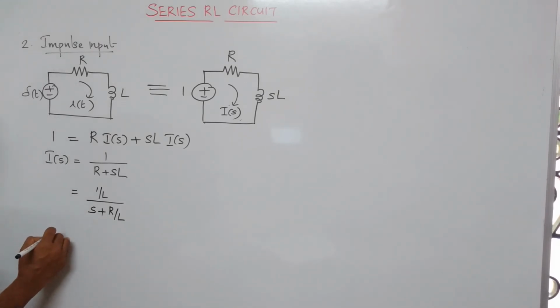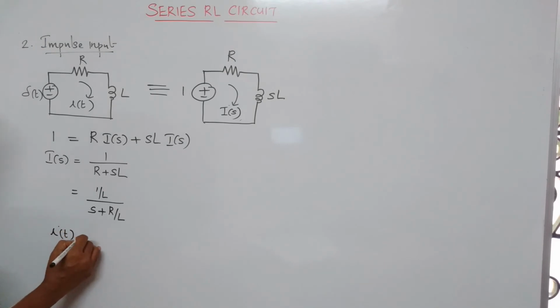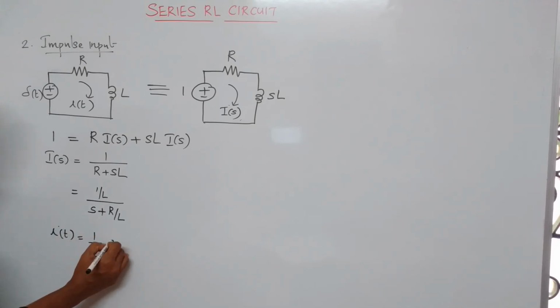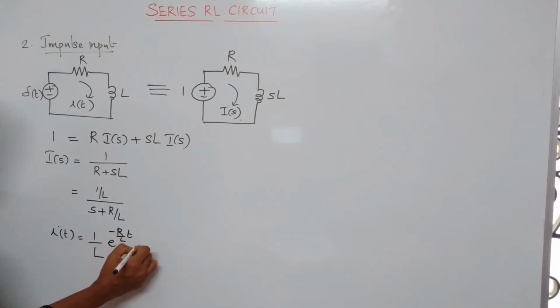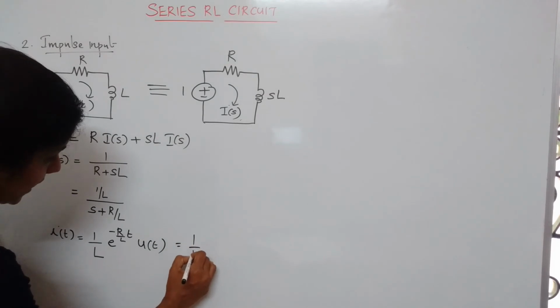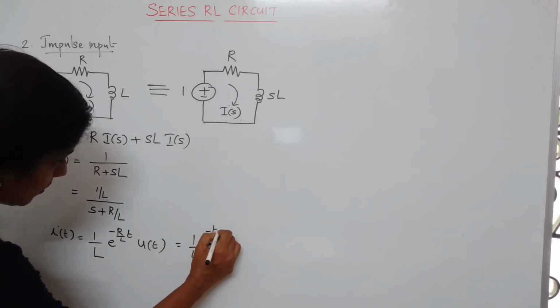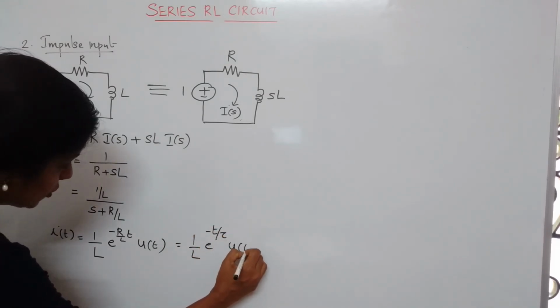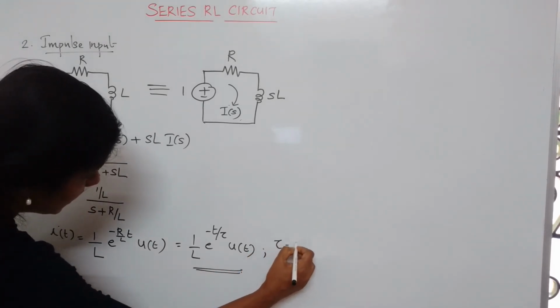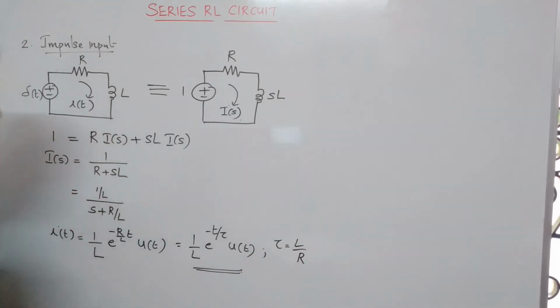Now this we can convert directly. i of t equal to 1 by L into, what is the inverse of 1 by S plus R by L? It is e raised to minus R by L t, u of t. Or we can write it as 1 by L into e raised to minus t by tau, u of t, where tau is L by R.